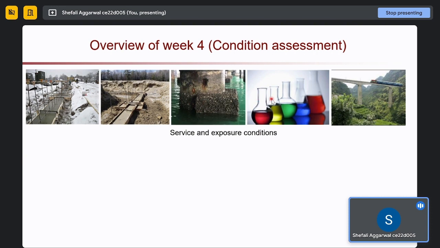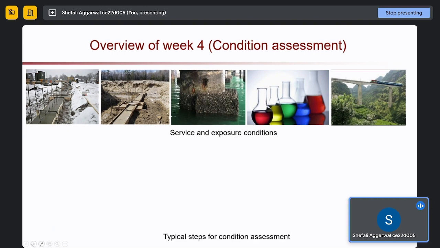Different types of chemicals which are added to the concrete, as well as concrete which is exposed to different types of chemicals. Mainly it happens in industrial buildings. And the last exposure condition is the loading condition. How much load our building or structure is facing will affect the condition of the structure.